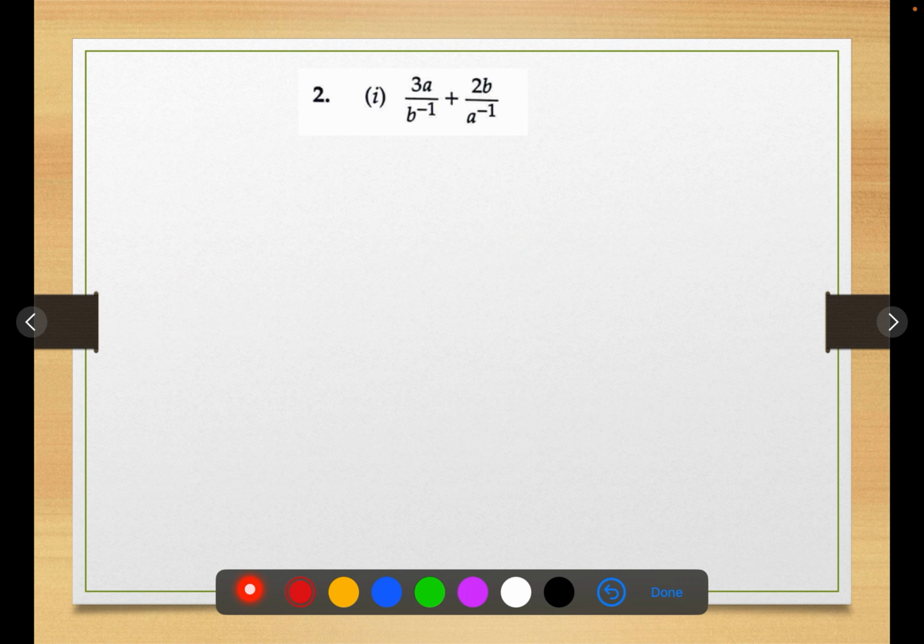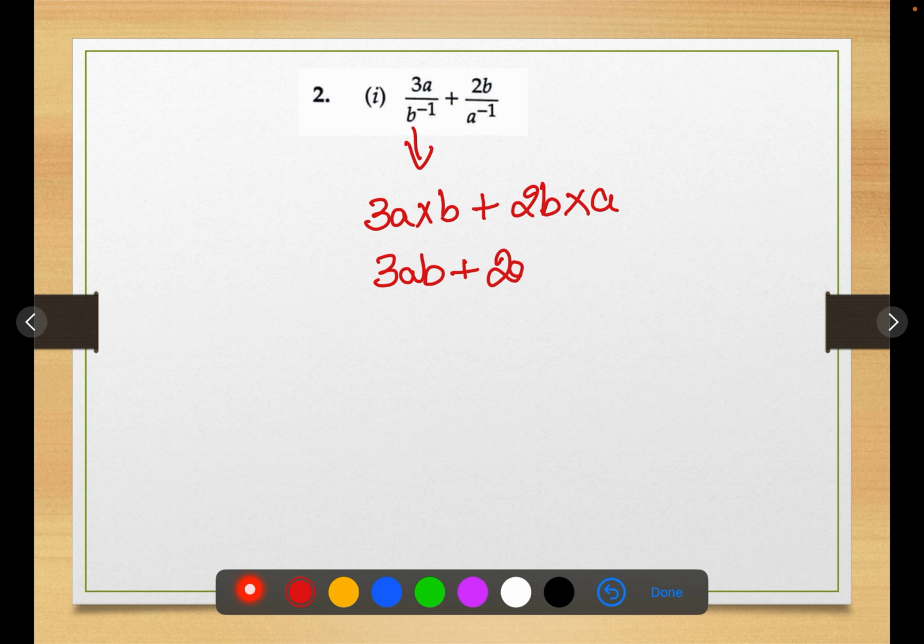The next question. 3a upon b to the power inverse. Now, for b inverse, I have just gone through the rule which says if I reciprocate the base, the power turns positive. So, this term can be written as 3a into b, plus similarly 2b into a. What can I see now? 3ab plus 2ab. 3ab plus 2ab will give me 5ab.